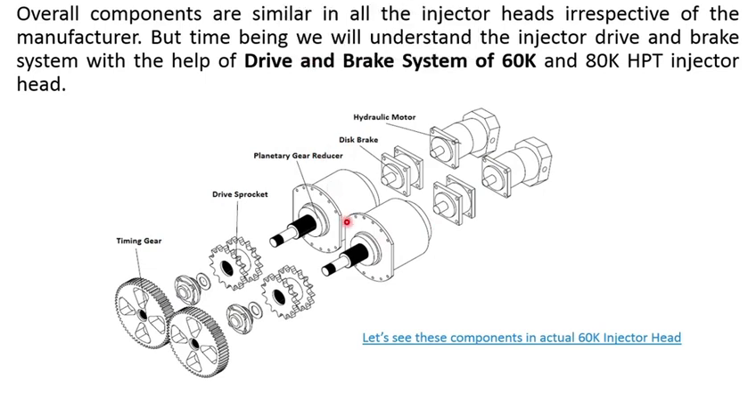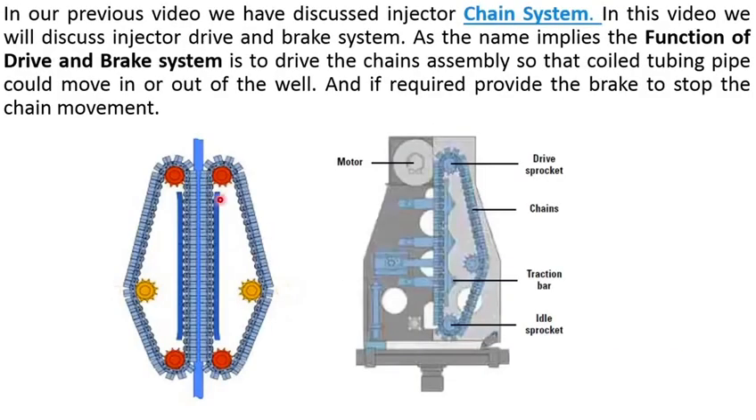The function of the planetary gear reducer is to reduce the speed of this drive shaft and then convert that speed into torque. The output of this drive shaft is provided to the drive sprockets, which then drive the chains assembly. Let's see once again. So these are the two drive sprockets which are driven by the hydraulic motors, and then these sprockets drive these chains.